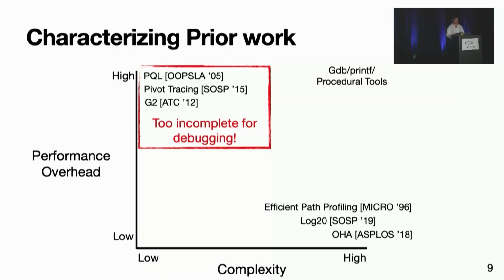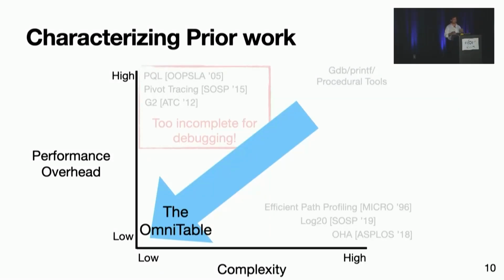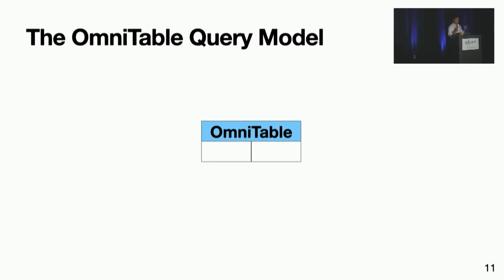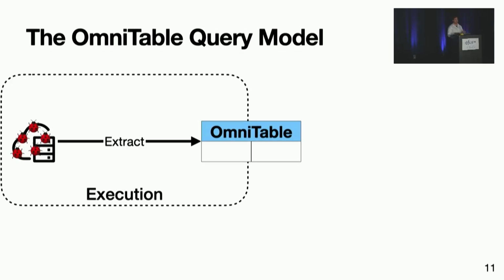Well, in this talk and in this work, we propose a new model that we call the OmniTable query model that simultaneously reduces programming complexity and decreases performance overhead without having to make restrictions on the execution state that Diane can observe. The key abstraction, and at the heart of the model, is this thing we call an OmniTable that provides an all-encompassing database table representation of an execution that exposes every single byte of user-level state that's reached during that execution. Conceptually, what happens is an OmniTable is extracted as your program executes.